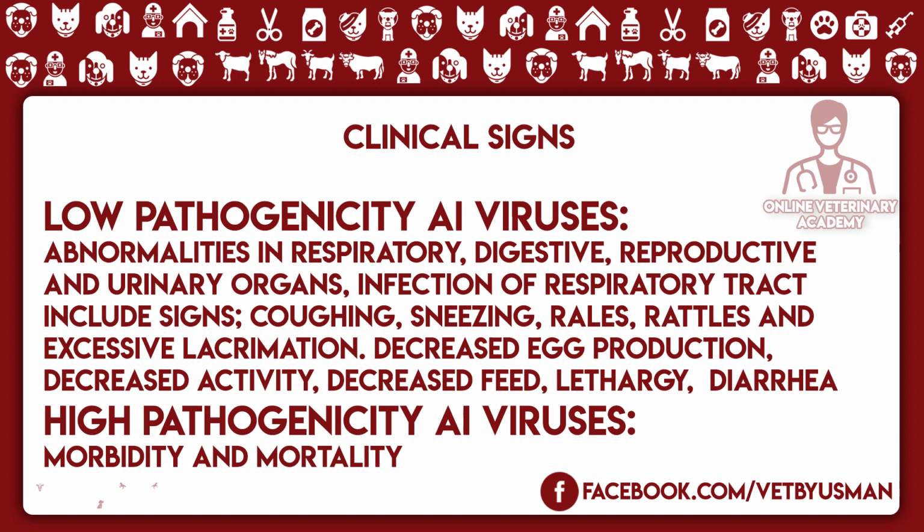Low pathogenicity AI viruses cause abnormalities in respiratory, digestive, reproductive and urinary organs. Infection of the respiratory tract includes signs: coughing, sneezing, rales, rattles and excessive lacrimation. Decreased egg production, decreased activity, decreased feed intake, lethargy, diarrhea. High pathogenicity AI viruses cause high morbidity and mortality.